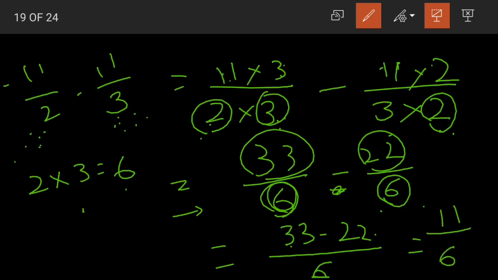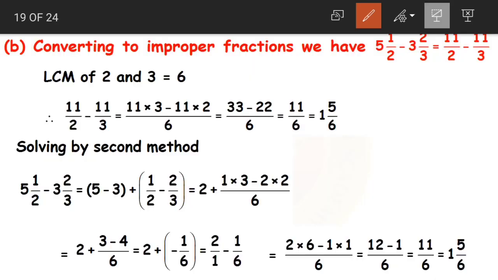Yes, students, we took two mixed numbers, first converted them into improper fractions, found out the LCM, then converted these improper fractions into equivalent like fractions, and then we subtracted both the like fractions. The answer we got is what? The answer we got is 11 by 6. Yes, again 11 by 6.